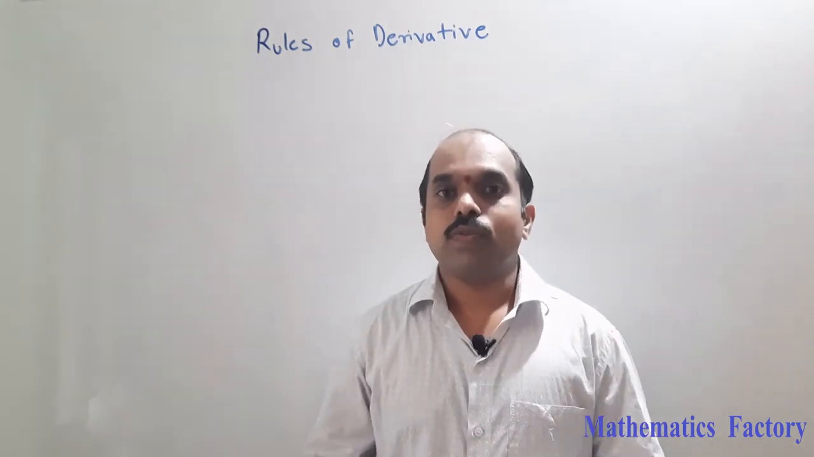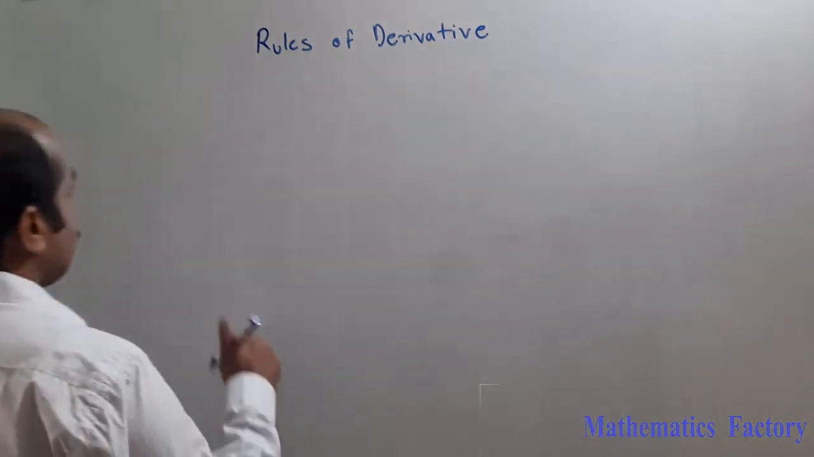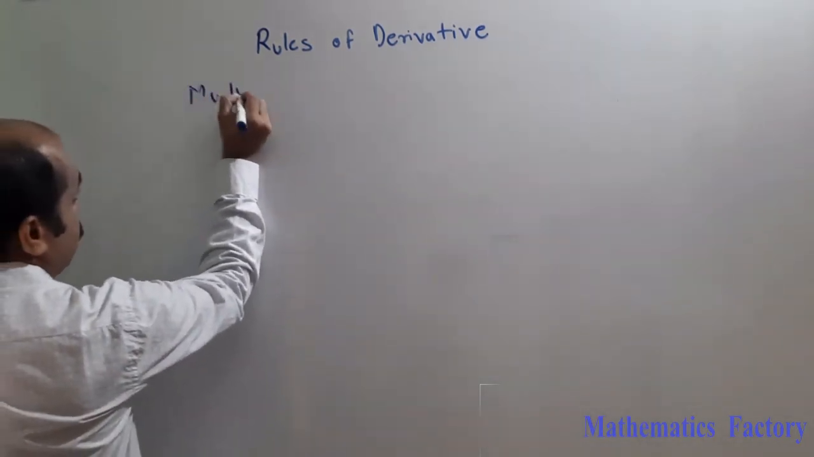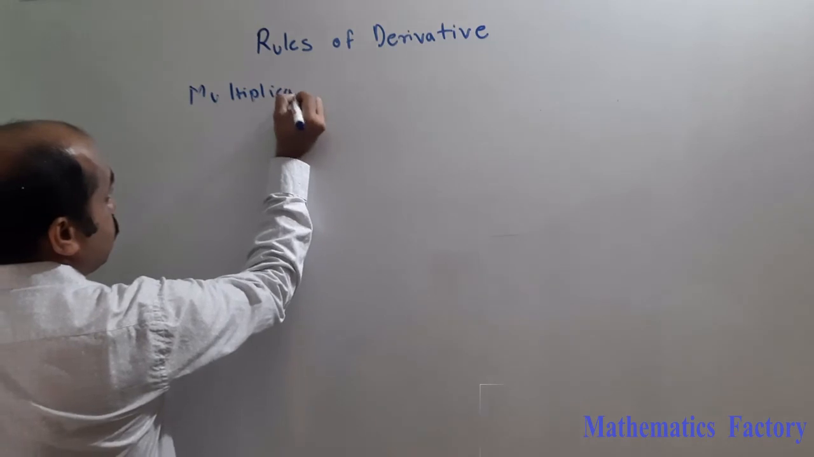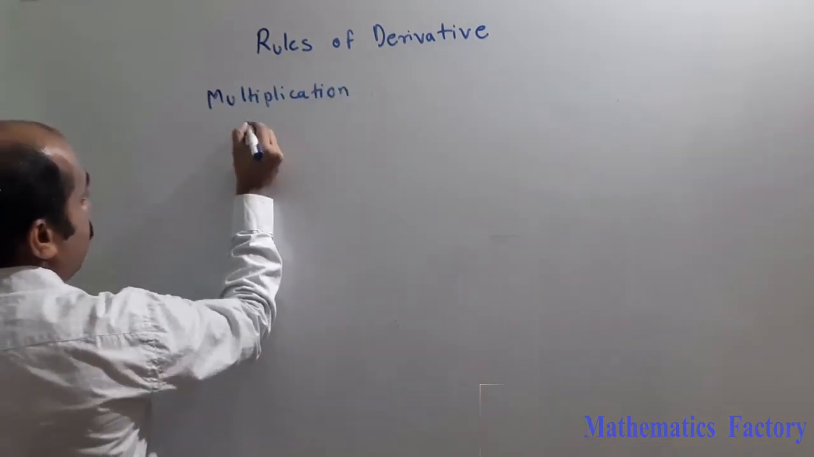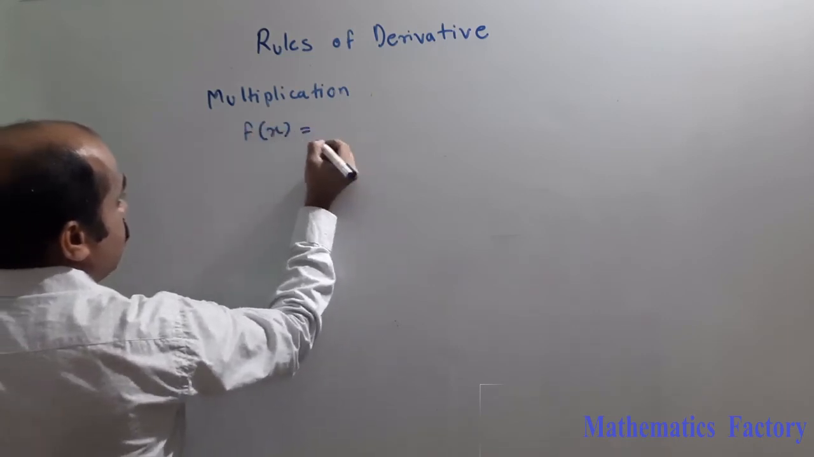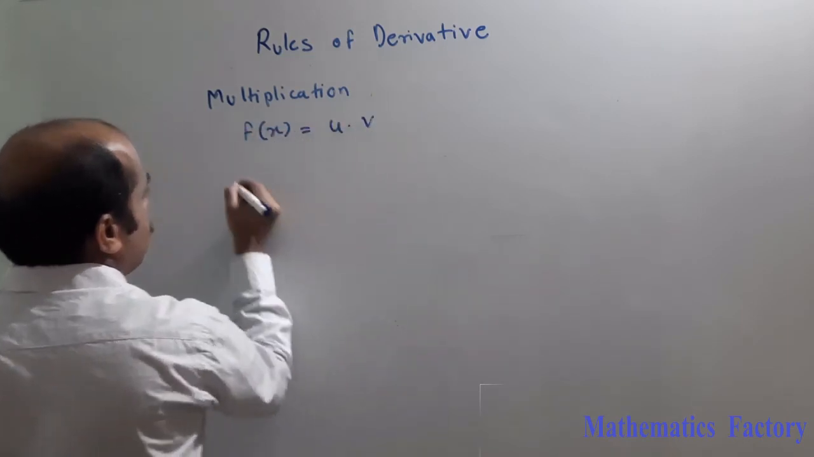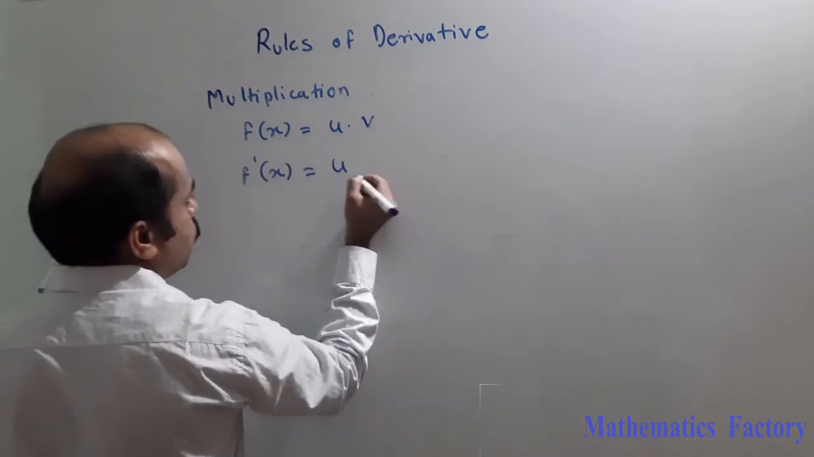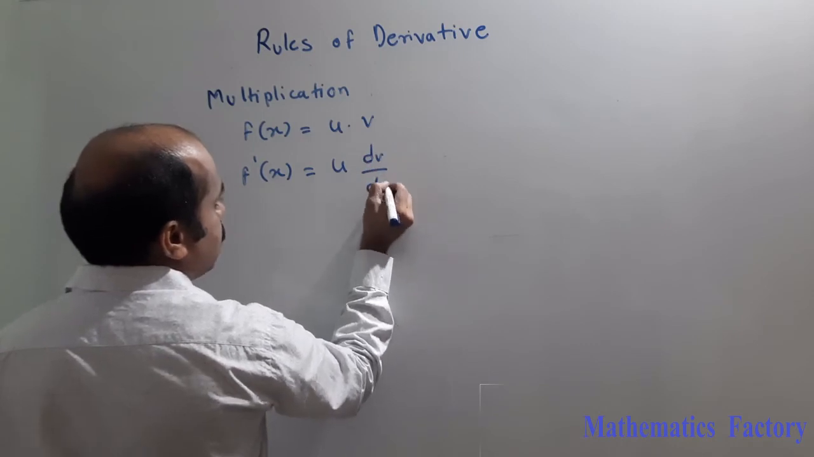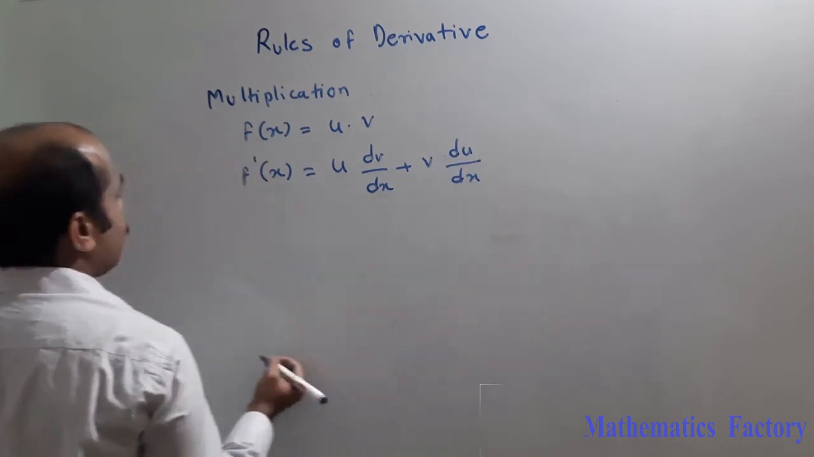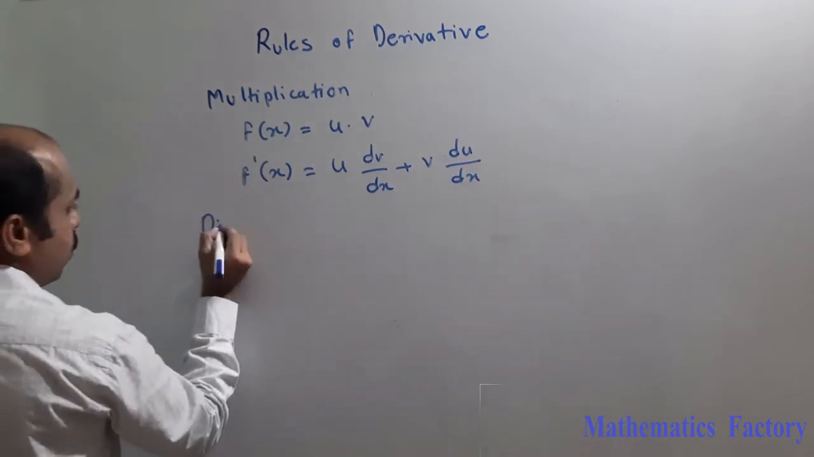Now let's see two more rules of finding a derivative. First rule is for multiplication and second is for division, okay. So first we see the rule for multiplication. What the multiplication rule says: suppose I have one function f of x in the form of u into v. So derivative of f of x, that is f dash of x, is equal to u into dv by dx plus v into du upon dx. This is for multiplication. Now let's see for division.